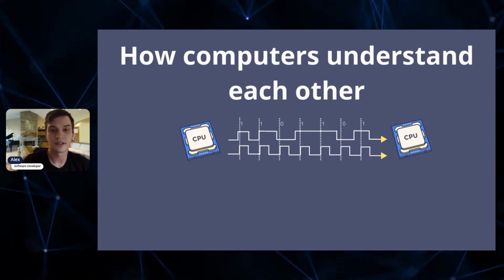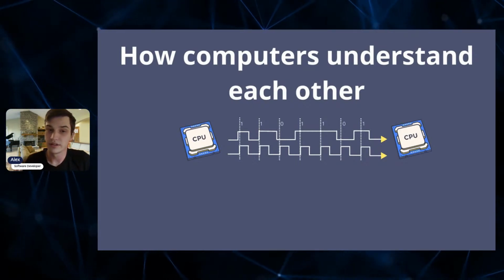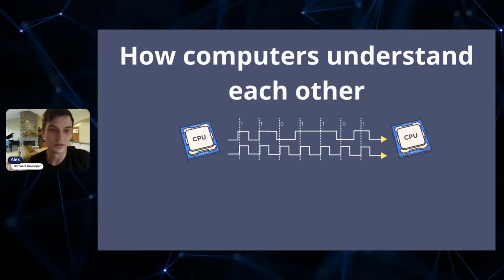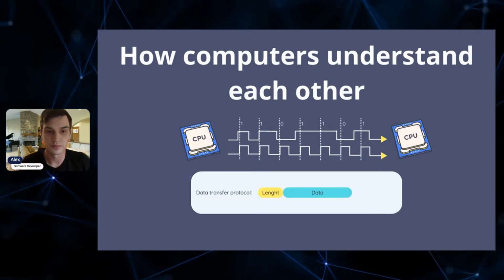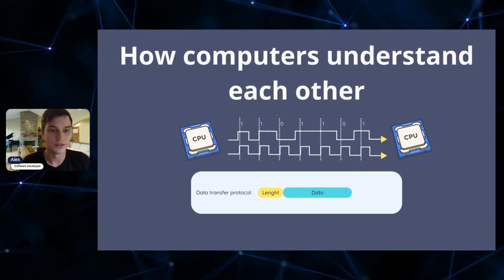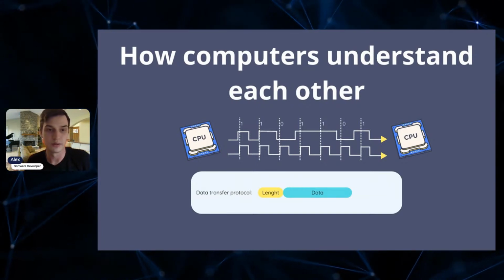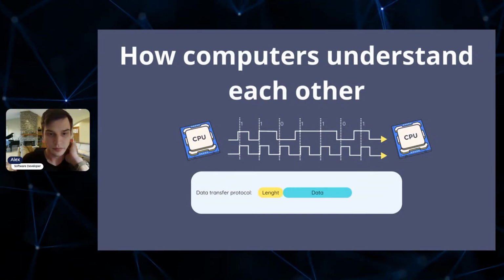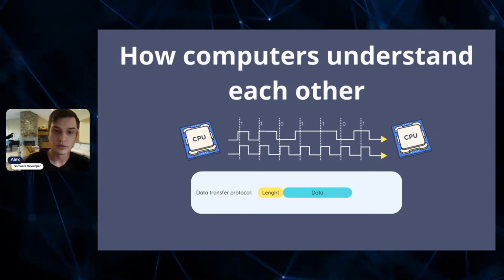And okay, now we can send some amount of data from the first CPU to the second. But when will the second CPU understand that it needs to stop listening and process the data it received? Here come the data transfer protocols. To make the second CPU understand when to stop, we first need to tell it the length of the message it will receive from the first CPU. And so we put a length in our message.